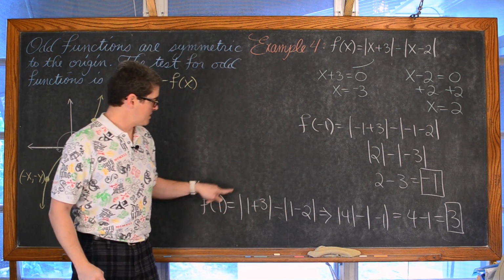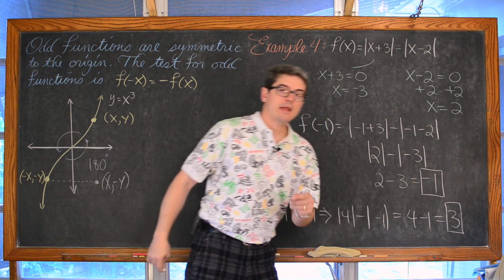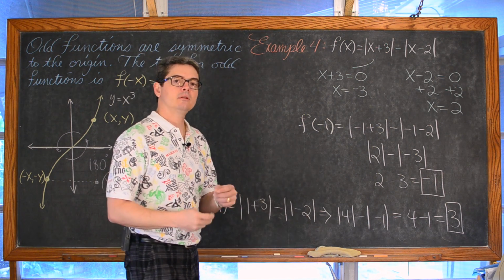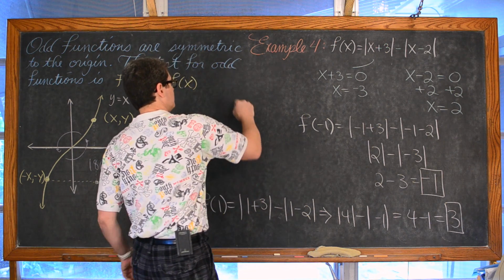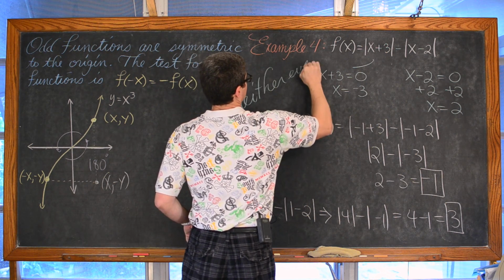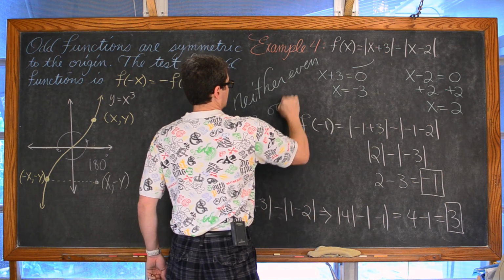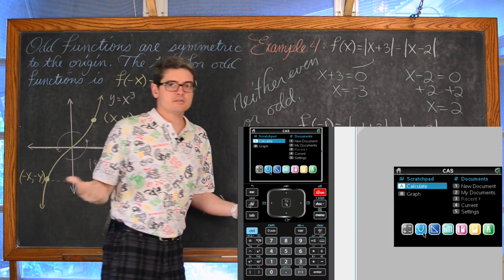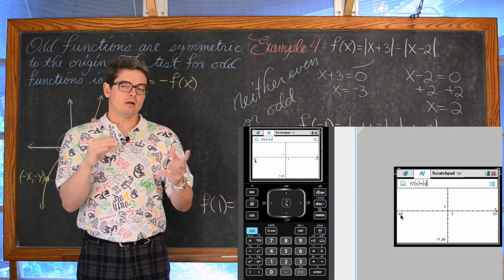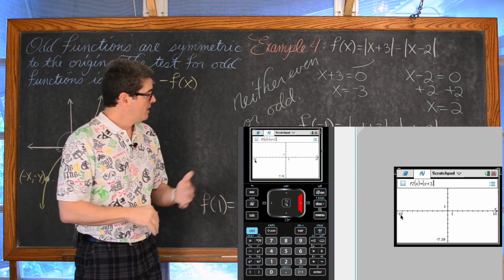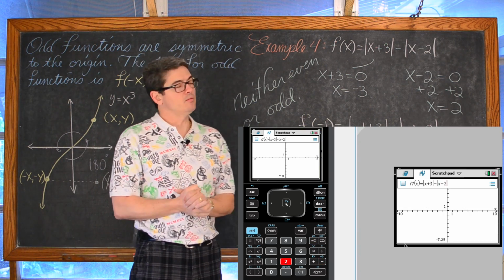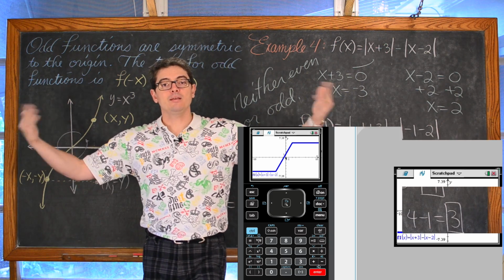We just plugged in opposite numbers and did not get answers which were opposites. So this is neither even nor odd, which is okay. There's nothing wrong with that function. And by the way, when I step off, I'll show you what the graph looks like on a graphing calculator. It just means it doesn't have symmetry to the y-axis, nor does it have symmetry to the origin. That's all. I got one more example.